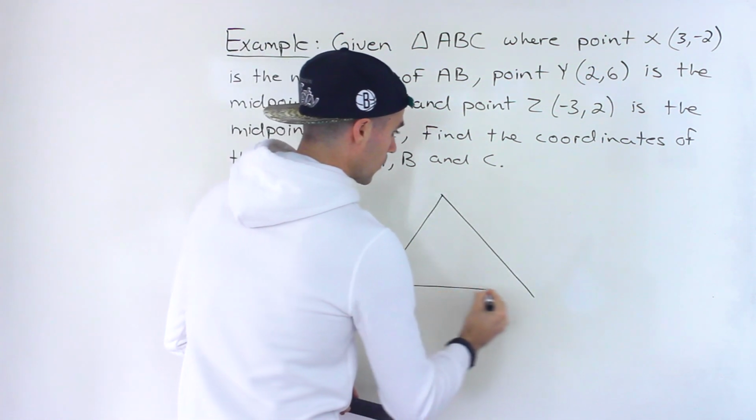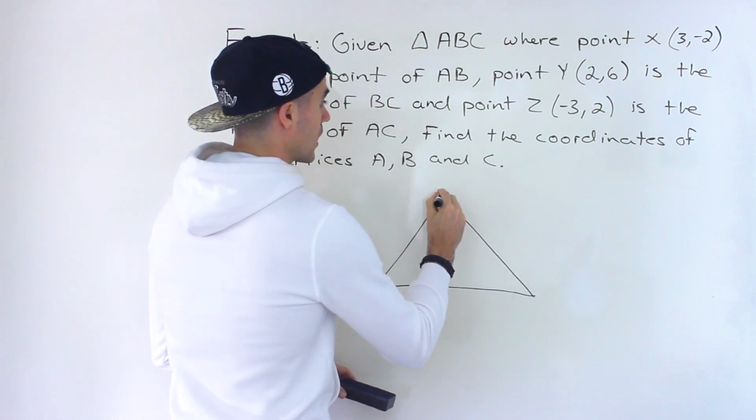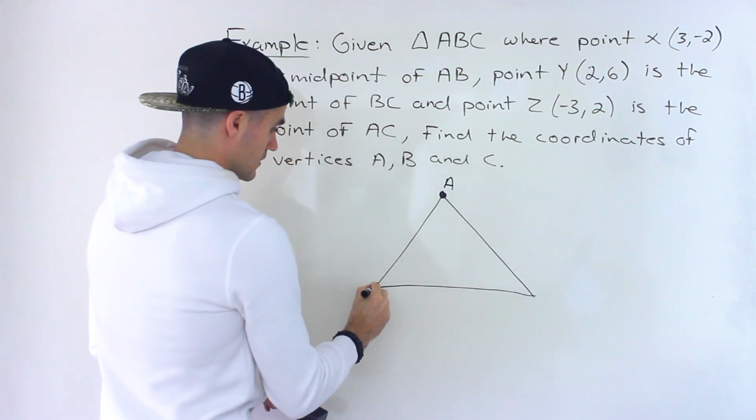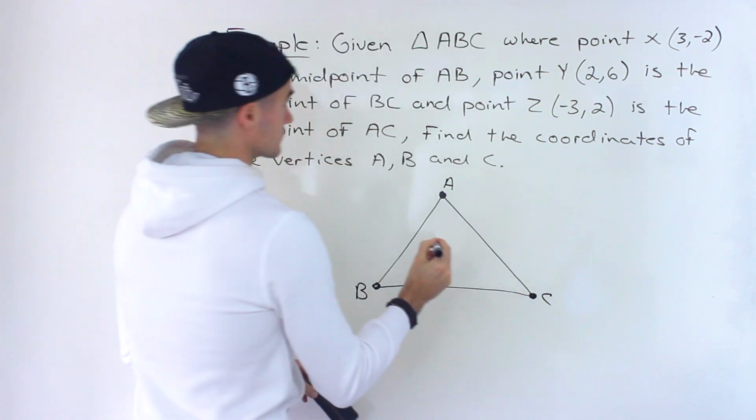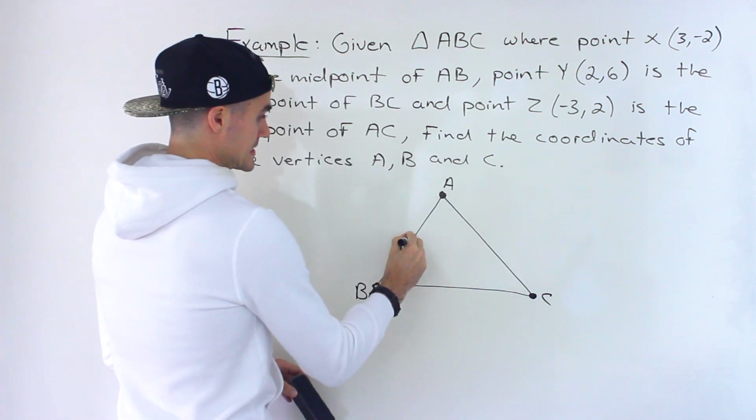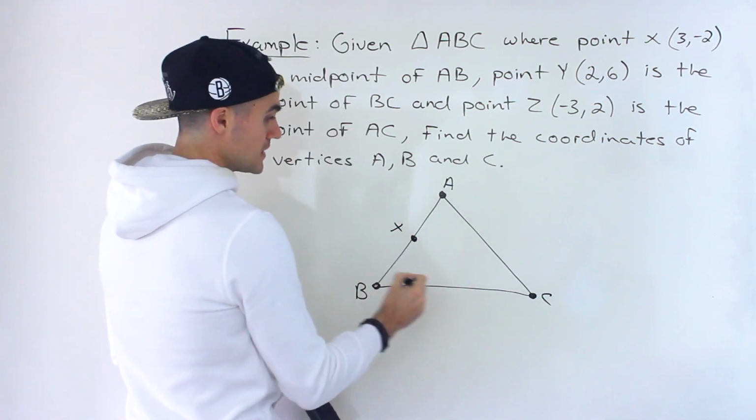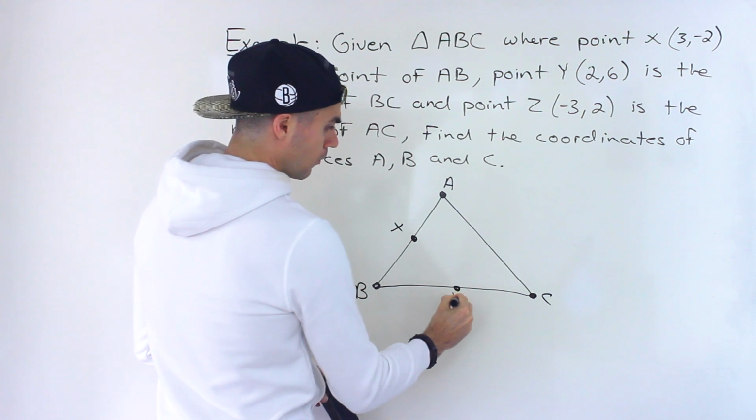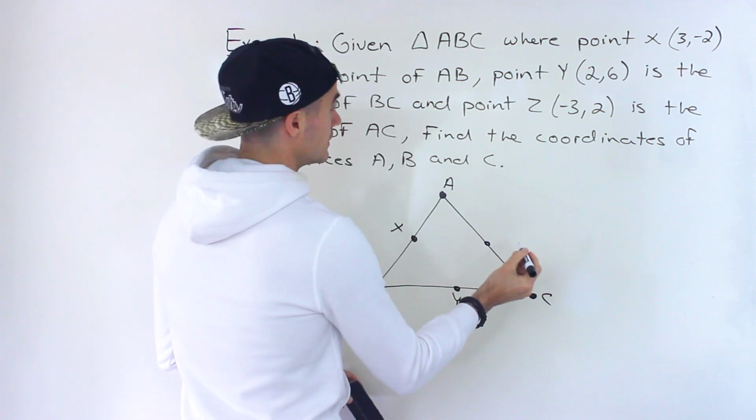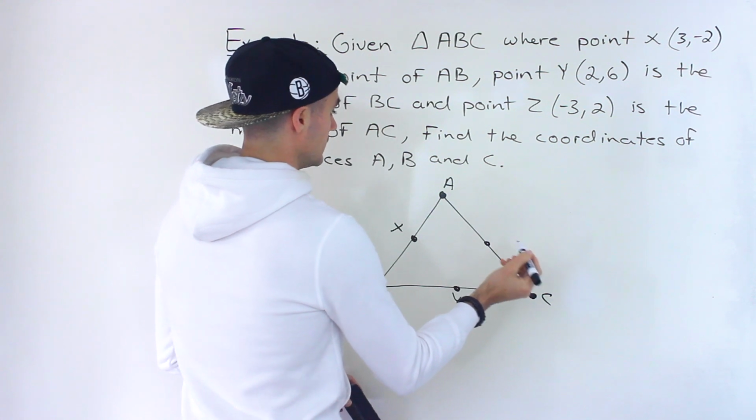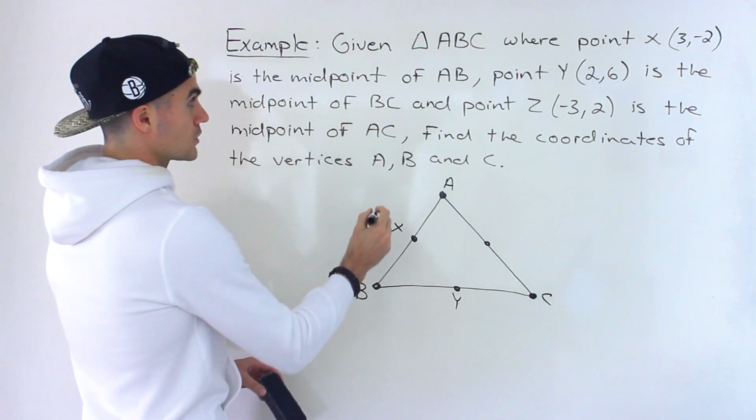And let's now work with what we're given. So we got vertex A, vertex B, and vertex C, and then the midpoint X of AB, the midpoint Y of BC, and the midpoint Z of AC. And now let's actually work with the coordinates.